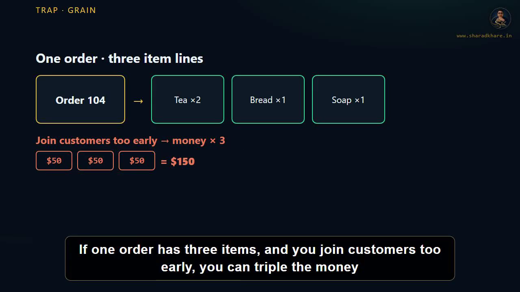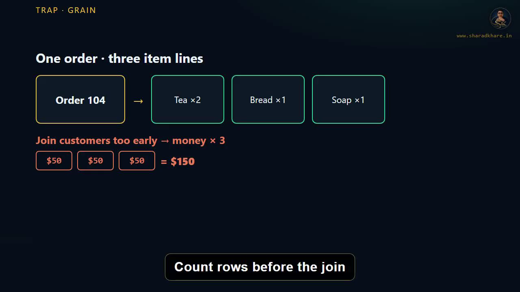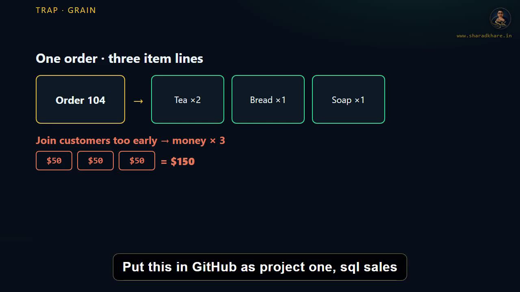If one order has 3 items and you join customers too early, you can triple the money. Count rows before the join. Count rows after. If the count explodes, your grain is wrong. Put this in GitHub as project 1 sql sales. Read me the query and the rank table.